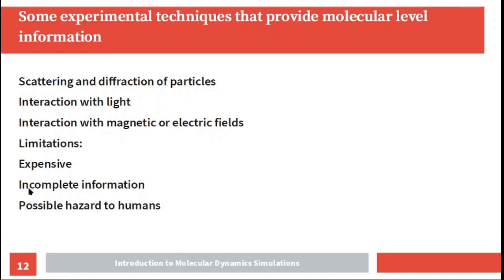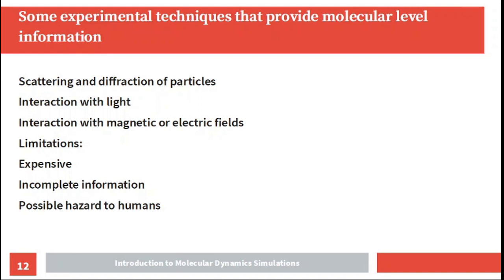Also, all these experiments provide incomplete information. So, for example, if you are using X-rays to study a material, you won't be able to see hydrogen atoms in the presence of any heavier element. So, if you have water, for example, mostly you'll see oxygen atoms and hydrogen atoms will be invisible. On the other hand, if you're using neutrons, only hydrogens will be visible, oxygen won't be visible. So each technique has its own limitations and they provide incomplete information.